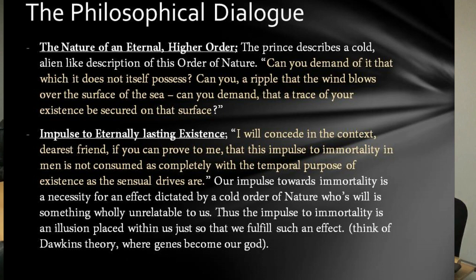So it's not a person, that's not a personification or anything. A ripple that the wind blows over the surface of the sea, can you demand that a trace of your existence be secured on that surface? So this cold alien world, we are like these material vessels to the will of this cold nature, but it's not something that we can know. And these things like love or hate, they don't really exist in this, at best to describe alien world, but we'll go into it a bit more later on.